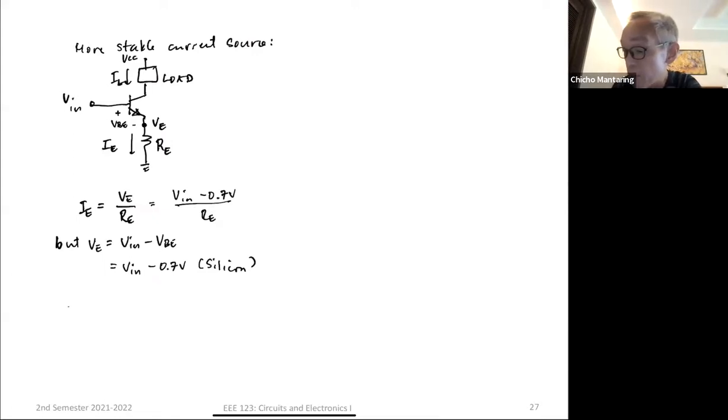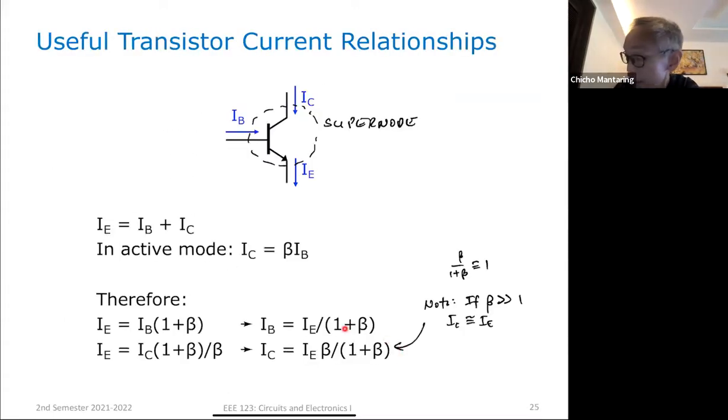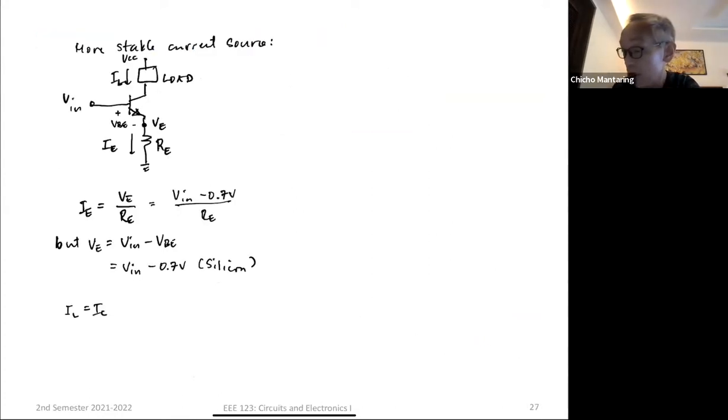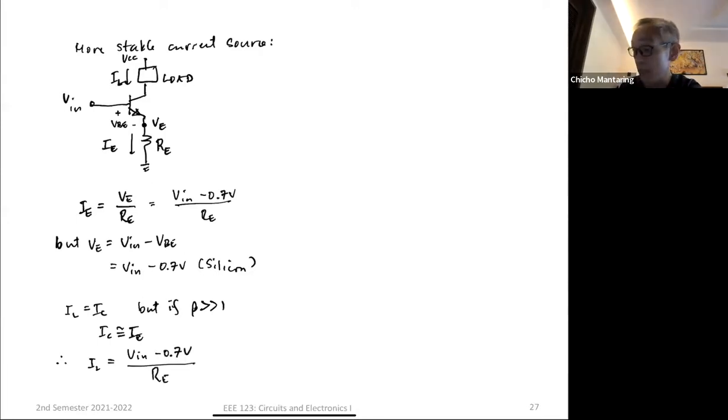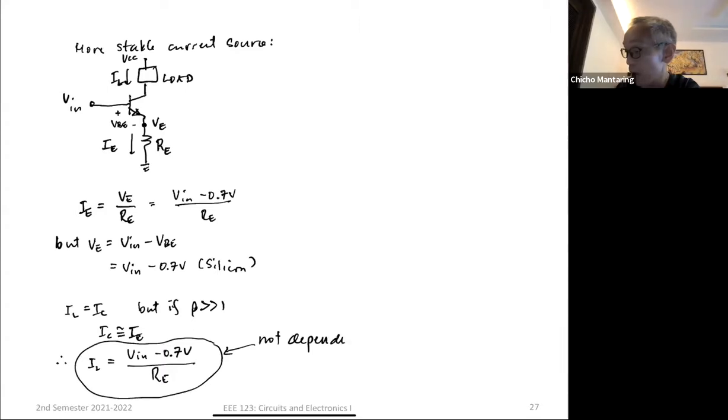Okay. I load is just IC. Okay. But if you recall here, okay, if beta is very much greater than 1, IC is approximately equal to IE. No? Therefore, my I load is just equal to Vin minus 0.7 volts all over RE. If you take a look at this, it is not dependent on beta.